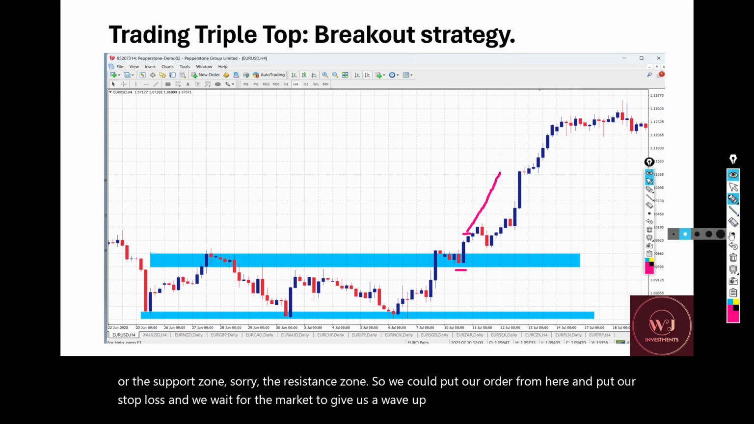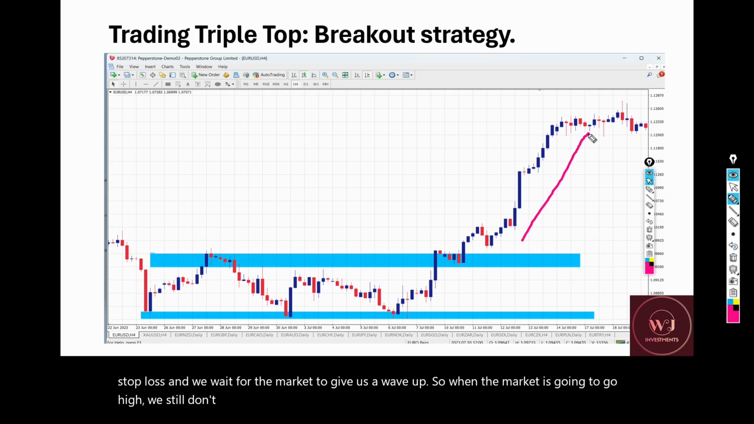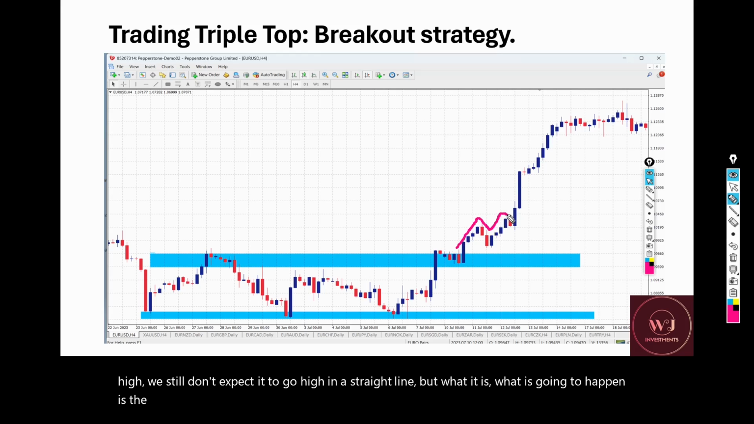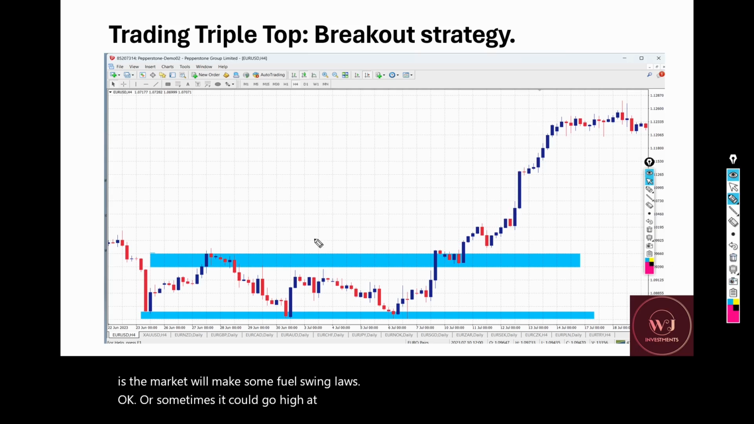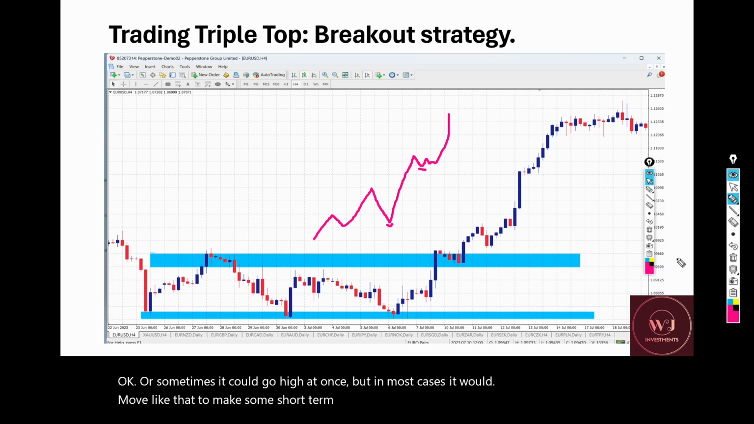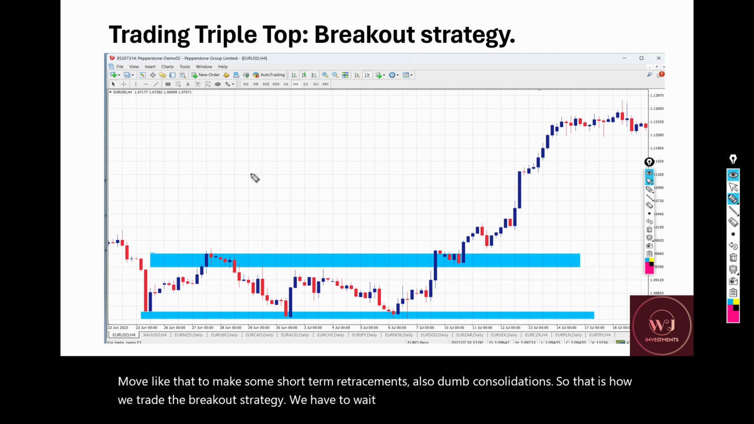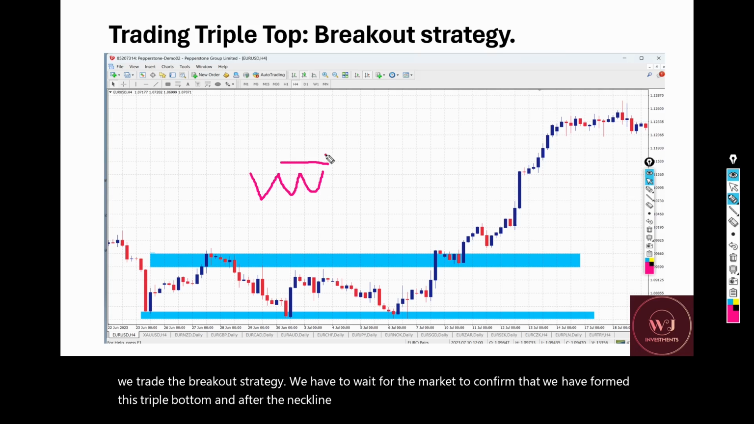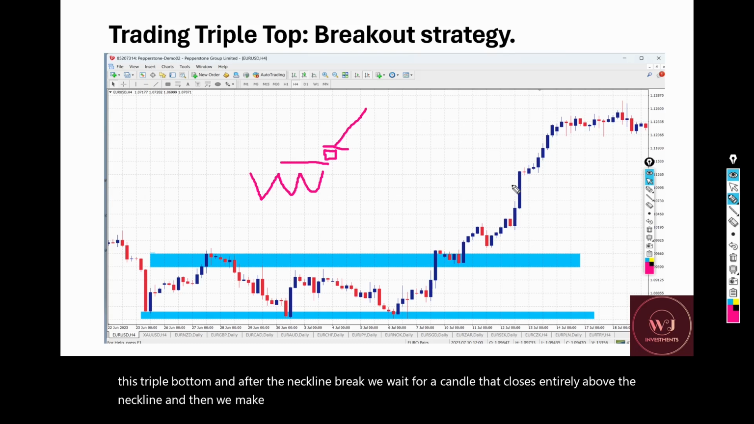When the market is going to go high, we still don't expect it to go high in a straight line. What is going to happen is the market will make a few swing lows, or sometimes it could go high at once. But in most cases, it would move like that to make some short-term retracements or short-term consolidations. So that is how we trade the breakout strategy. We have to wait for the market to confirm that we have formed this triple bottom. After the neckline break, we wait for a candle that closes entirely above the neckline, and then we make our buy stop order to catch a wave up.